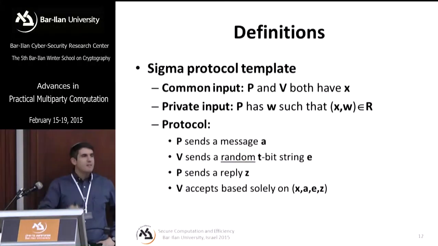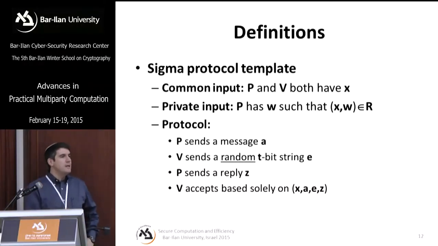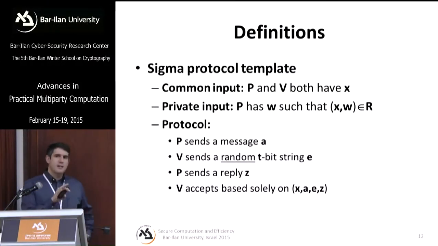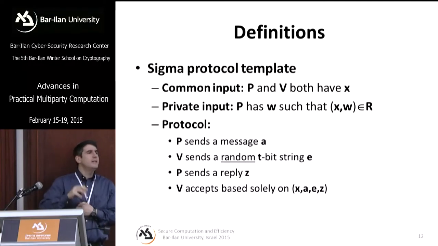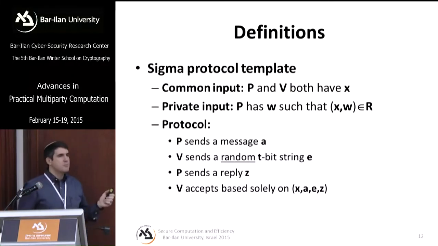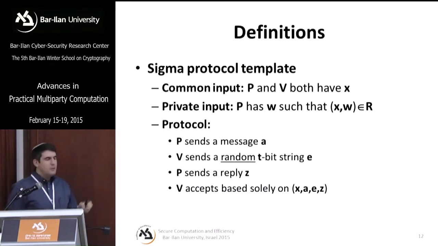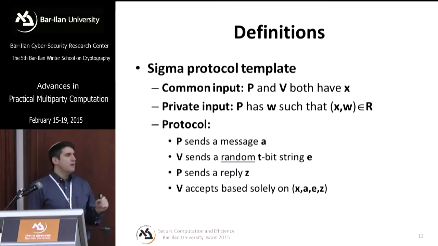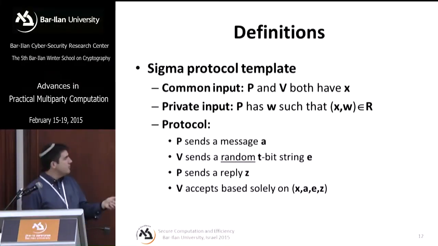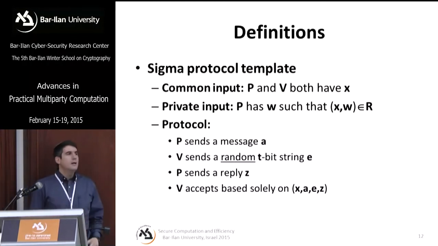Okay. So now, given we've had this example of Schnorr, let's define what we mean by a sigma protocol. The nice thing about sigma protocols is that it's a much cleaner definition than general zero knowledge. So P and V both have an input X. P has a private input W, which is the witness. And the protocol has a very specific template. The prover sends the first message A. The verifier sends a random t-bit challenge E. The prover sends a reply Z. And the verifier accepts solely on the basis of the transcript X, A, E, Z. For those of you from the world of zero knowledge, this means that it's a public coin proof system.